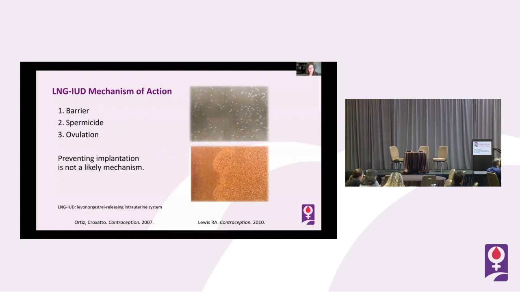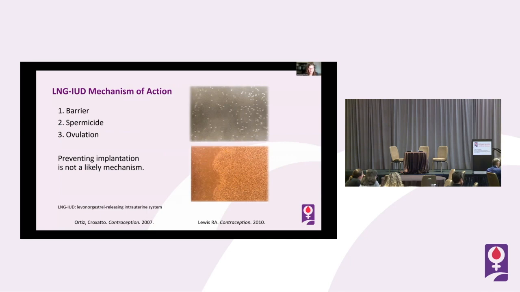And we'll just highlight the mechanism of action of the levonorgestrel IUD in particular. It's a key example of a medication with a multifactorial impact. Its primary mechanism is as a barrier with cervical mucus, which you can see in the bottom panel, is impenetrable to sperm. In addition to this barrier activity within the uterus, it acts as a spermicide, rendering sperm non-viable if they were to pass through.